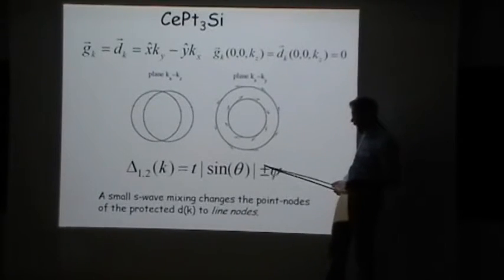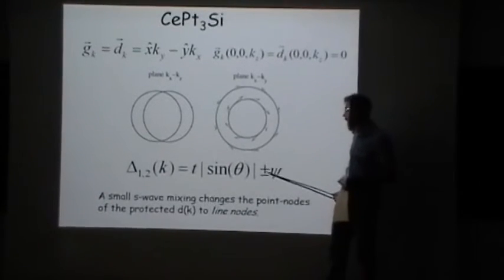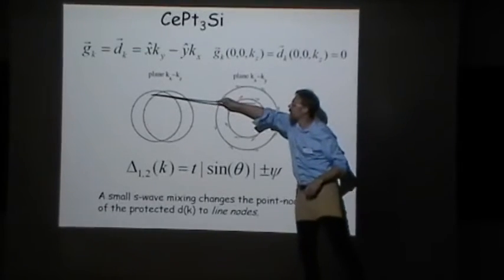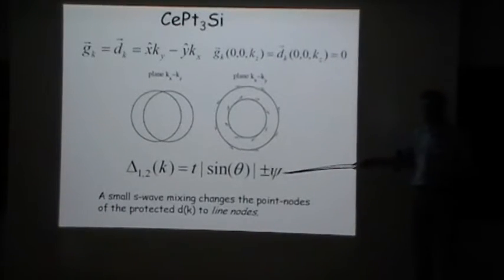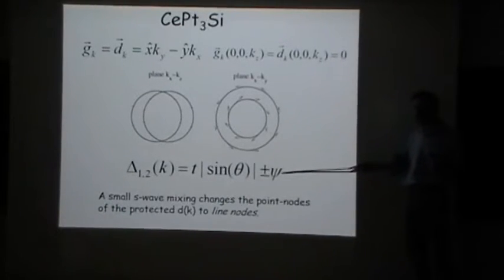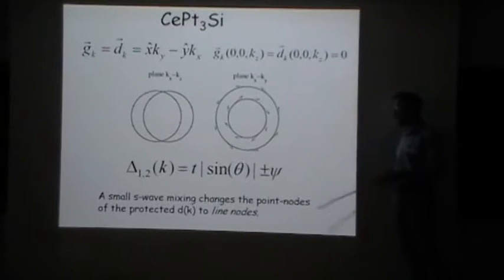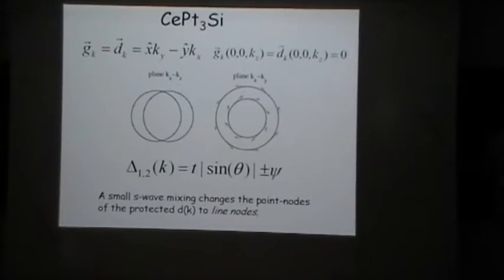Because we have both possibilities for the sine of psi, one of those sines is going to have to give you nodes somewhere. The nodes will lie somewhere around here, but you're guaranteed to get nodes for an arbitrarily small spin singlet component. So here's a situation in which you generate line nodes from point nodes by mixing in the spin singlet component. There are other experiments that support this picture, but it's not very strongly supported in strontium platinum silicide, though many people do discuss this possibility.